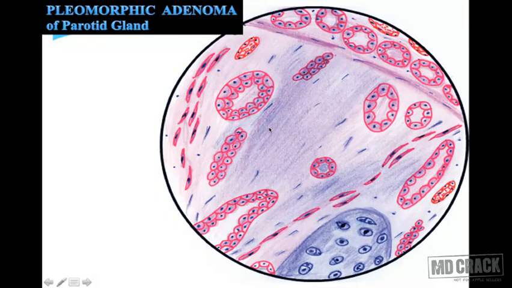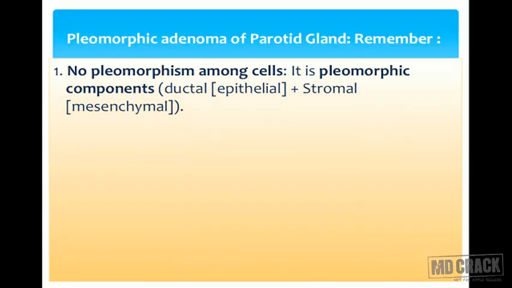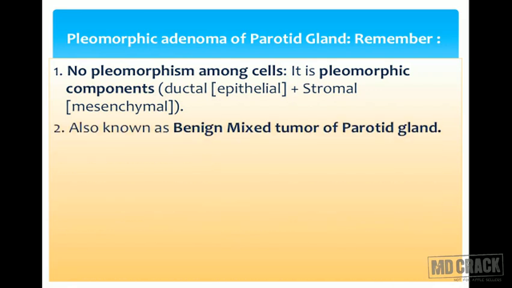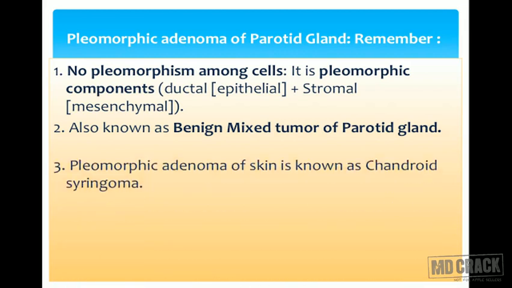So this is how we have to diagrammatically represent it. This is the ductal component, this is the mesenchymal component, this is the fibroblast component, osteoid component, myoepithelial component. Cartilage can be seen in the pleomorphic adenoma of the salivary gland. Yes, remember this most important chart. Pleomorphic adenoma of the salivary gland does not show any pleomorphism of the cells. It is the pleomorphic components, ductal and stromal components. So a better word would have been benign mixed tumor of the parotid gland. That is used simultaneously with pleomorphic adenoma.